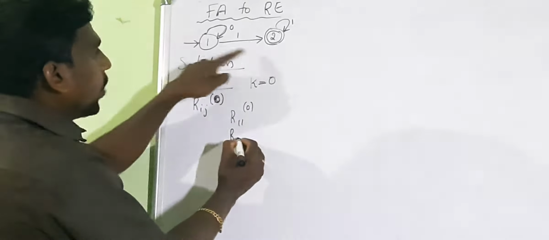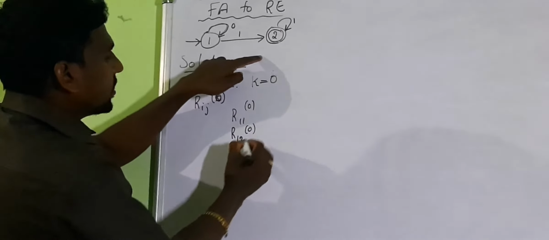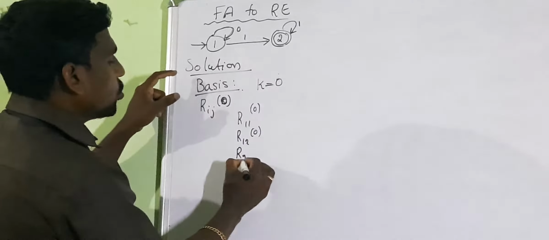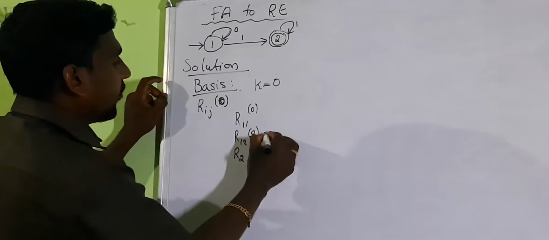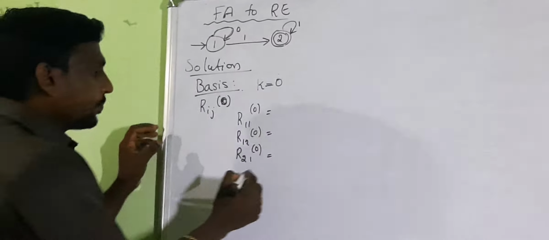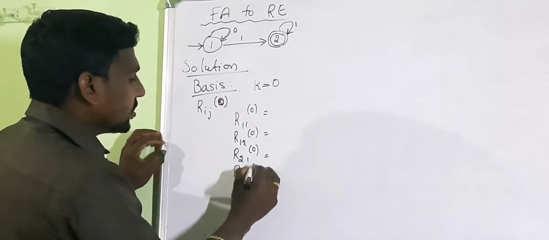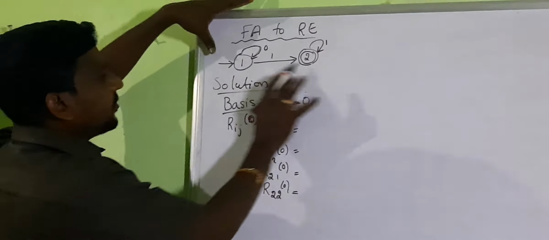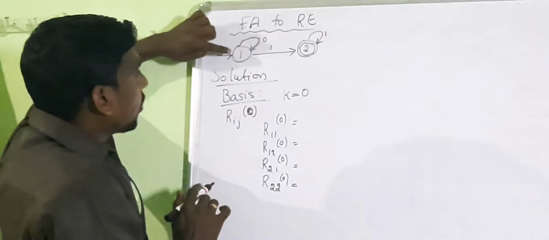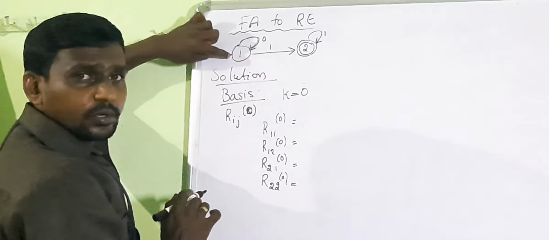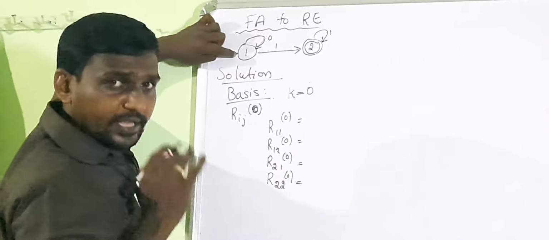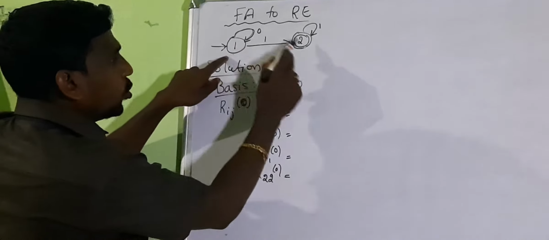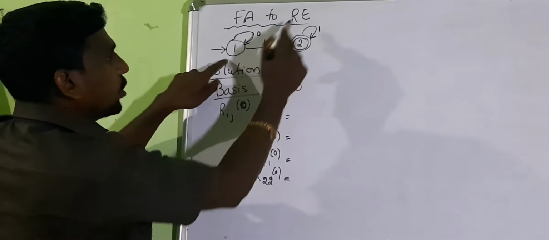And then R12 power 0, 1 and 2, two states. Then R21 power 0 we have to find in this basis part. Then R22 power 0. Once again I will tell you how we assume it in this basis part. If it is a 2-state automaton, we will find R11 power 0. Why power 0? Because in the basis part we are assuming k equal to 0. Clear? R11 power 0, R12 power 0, R21 power 0, R22 power 0.